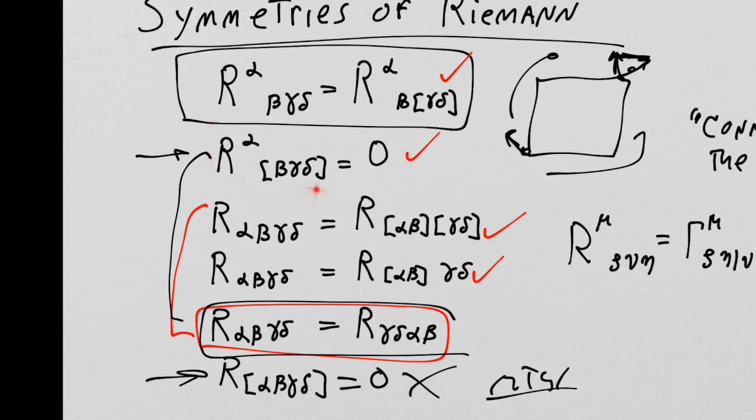It inherits the Bianchi identity, right? So this is the first Bianchi identity, and it's also true that R alpha beta gamma delta, that's also equal to 0, so that's another symmetry in there. And then there's this sort of swapping symmetry.